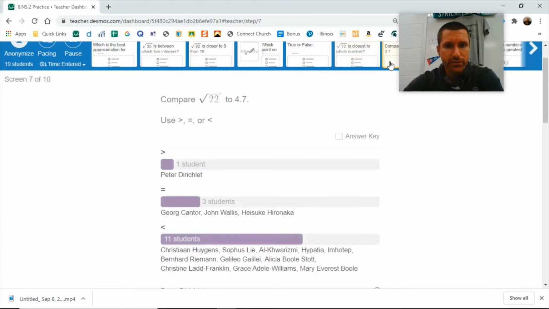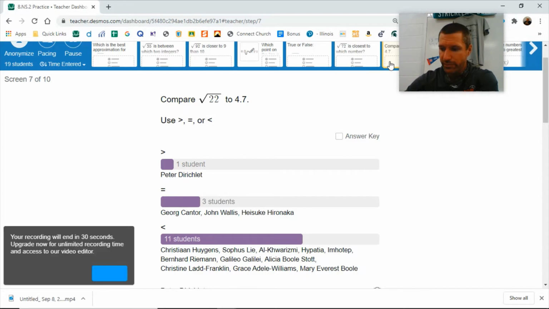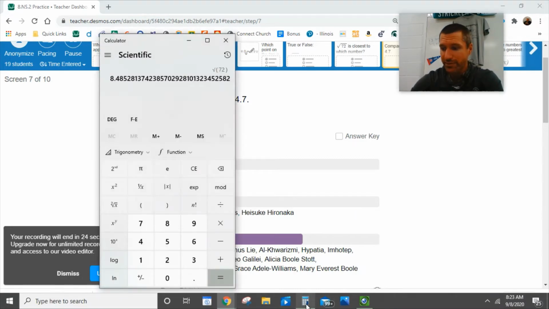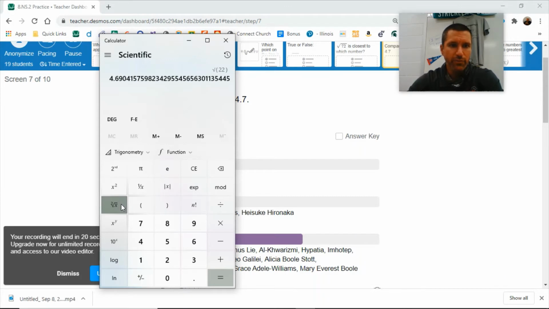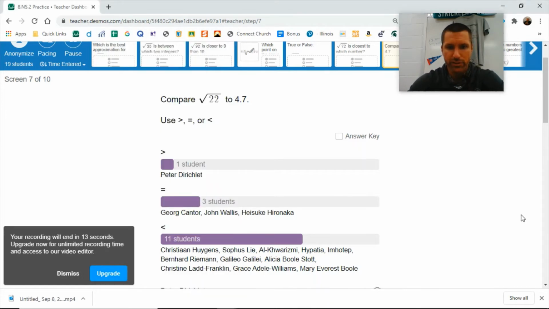We got a little compare and contrast, or just compare. Radical 22 to 4.7. So what you want to do is lay out radical 22 on one side and 4.7 on the other. Take the square root of 22, which is 4.69. That is less than 4.7. So 4.7 is greater.